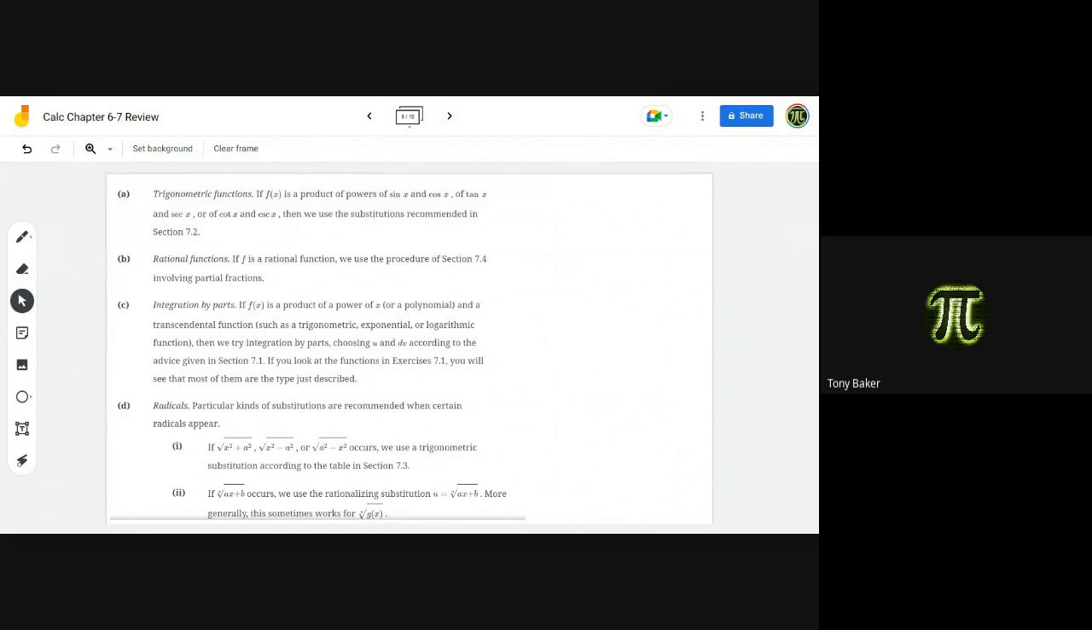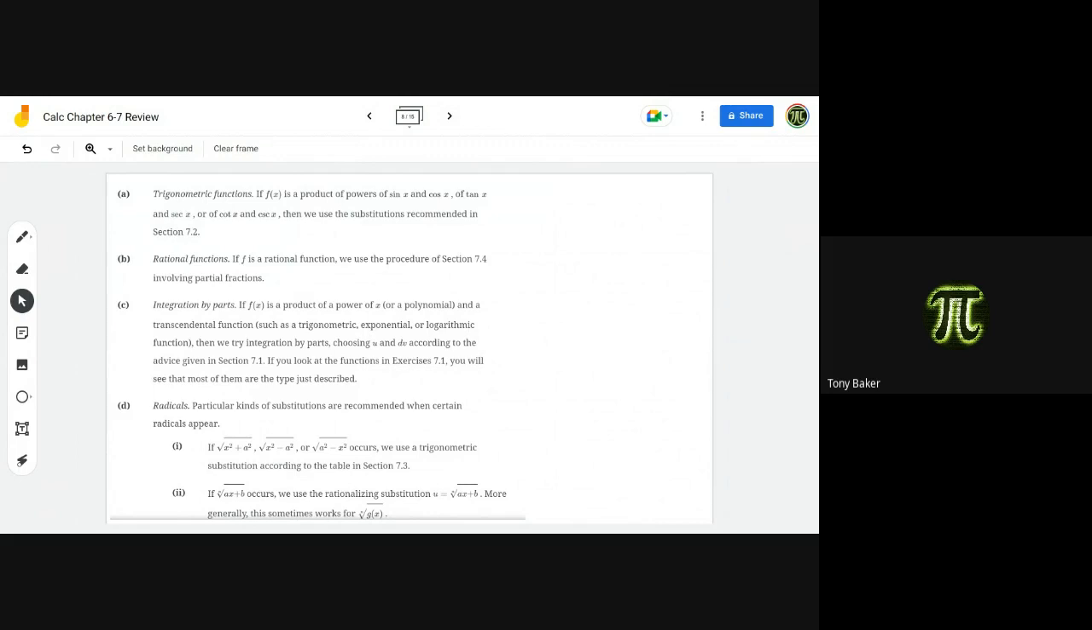These are all basically at the same time. If it's trig functions like sines, cosines, tangents, secants, those types of things, look at the trig identity rules in section 7.2, where we looked at how to simplify and break those down. Rational functions: if it's a fraction and you cannot do U substitution, you most likely are going to have to do partial fractions, which we did last Thursday. If it is a problem that has a product in it, multiplication, and we can't simplify it, we can't do U substitution, you're probably going to have to do integration by parts.